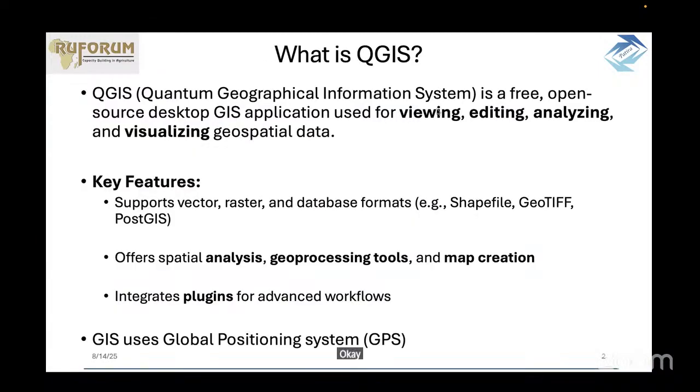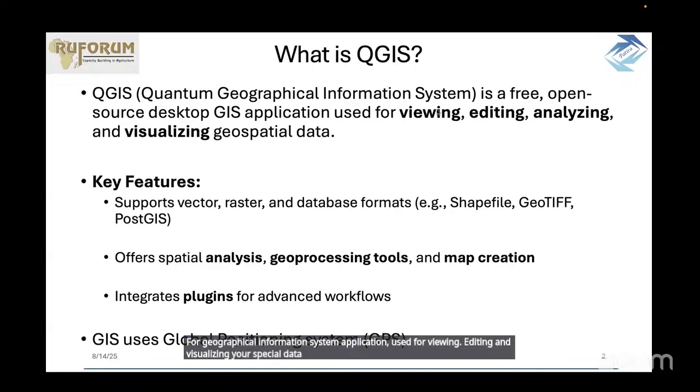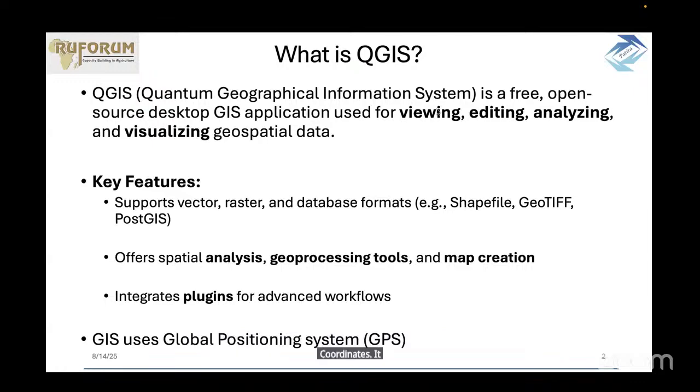Okay. What's QGIS? QGIS stands for Quantum Geographical Information System. And this is free software. It's an open source desktop geographical information system application used for viewing, editing, and visualizing geospatial data. That's why the data we are using has coordinates. It has longitude and latitude.